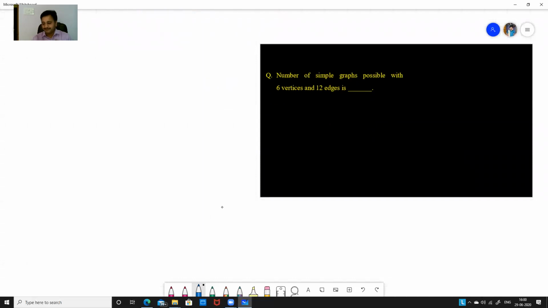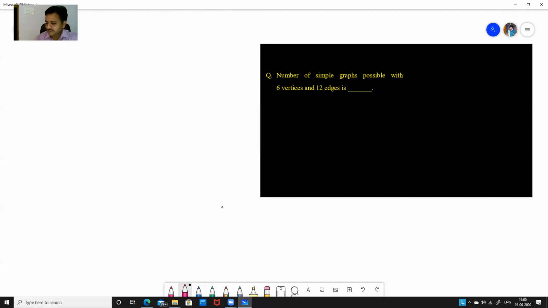Let's see problem number 3. Number of simple graphs possible with 6 vertices and 12 edges. Okay. Then how to solve this type of questions?